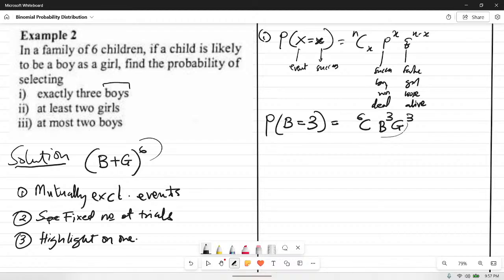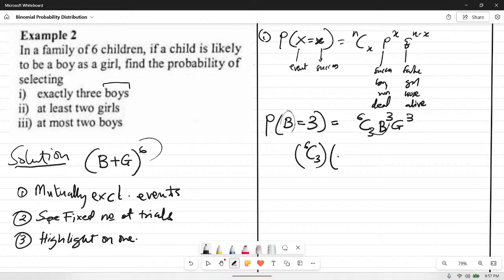Now, are we picking this foot or this foot? Over here, the question is focusing on boys, so you're going to pick the exponent of boys. You get the idea? Yes, the 3 becomes the foot of the combination. So it becomes 6 combination 3.